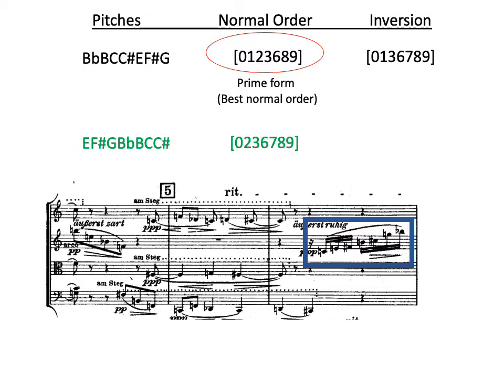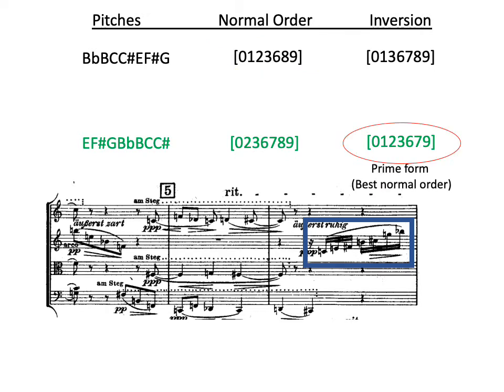That doesn't look as good as anything we've got up there. But when we invert that, we get 0, 1, 2, 3, 6, 7, 9. And that's the most left-packed version you can get. All the others end up 8, 9. This one ends up 7, 9. So that thing right there, that's the prime form. That's the best normal order. And Forte has some name for it that's 7-something, and I don't know what it is.